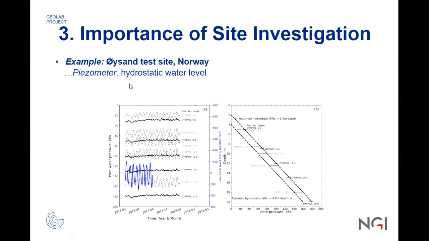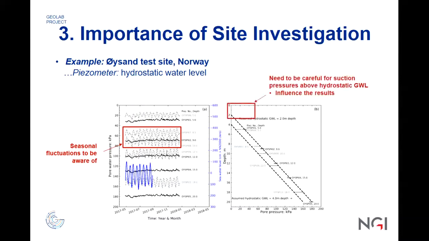It is an example of hydrostatic water levels, and it's not constant. It also has seasonal fluctuations to be aware of, and you also need to be careful of suction pressure above the hydrostatic water table, because it can influence the results. The point here is not to go into the detailed technical side, but to raise awareness that field conditions, or reality, are completely different from what you see in the lab or the test beds.